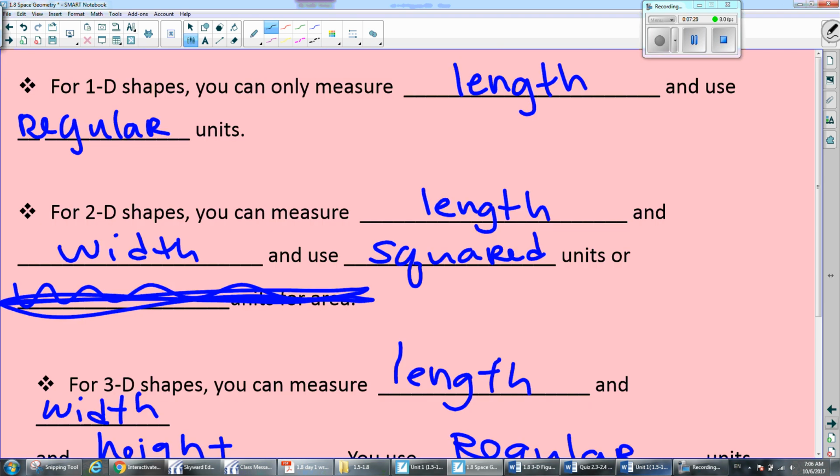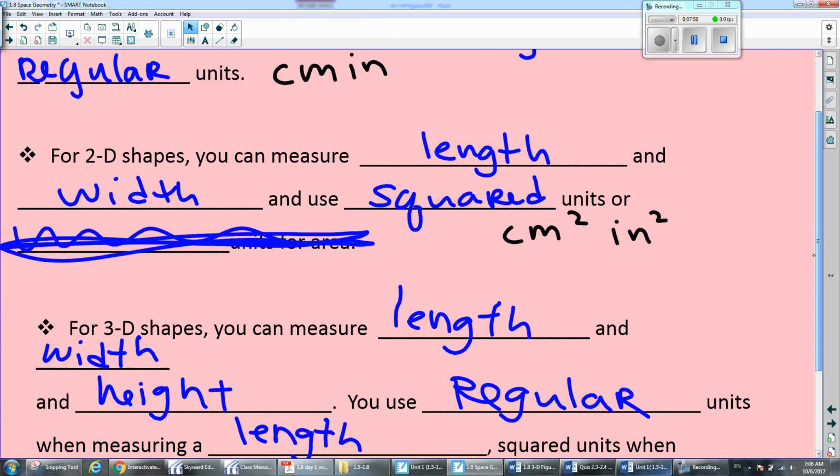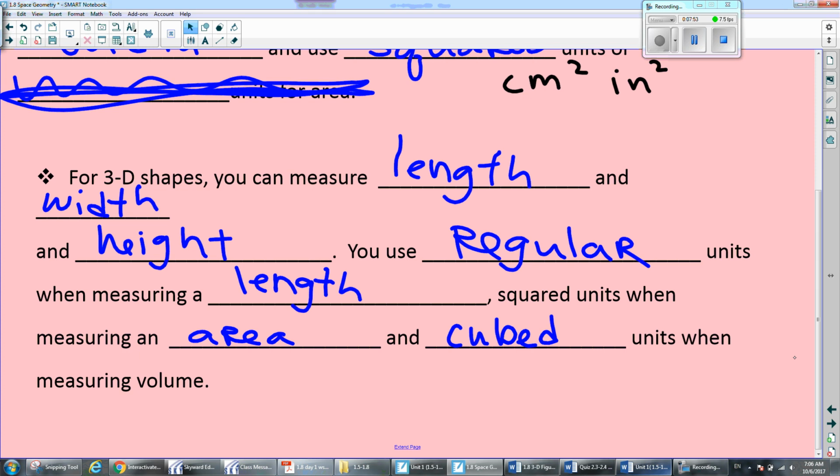Okay, so for one-dimensional shapes, you can only measure length, and we use regular units, or we'd measure in centimeters or inches. For two-dimensional shapes, you can measure length and width and use square units. So that would be like centimeters squared or inches squared. For three-dimensional shapes, since we can measure length, width, and height, those are the 3 dimensions, we're going to be using cubed units. So regular units when measuring length, squared units when measuring an area, and cubed units when measuring volume. So that'd be like inches cubed or centimeters cubed.